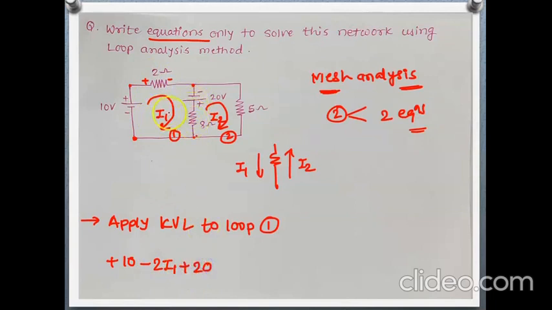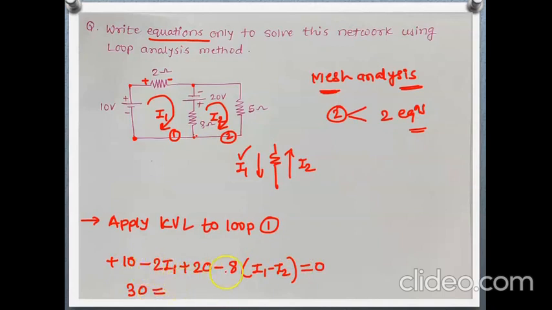Again, as we are considering loop 1 only, we will assume that the I1 current is greater than I2. This is our assumption because we are applying KVL to loop 1 only. So what will be the voltage drop across the 8 ohm? 8 times the current flowing through this 8 ohm, that means I1 minus I2, equals 0.